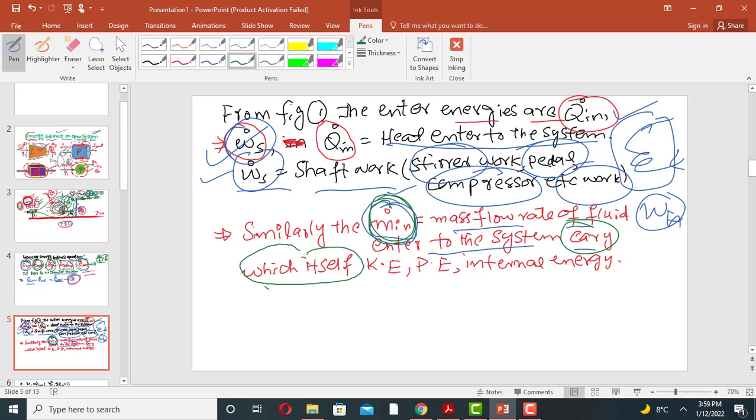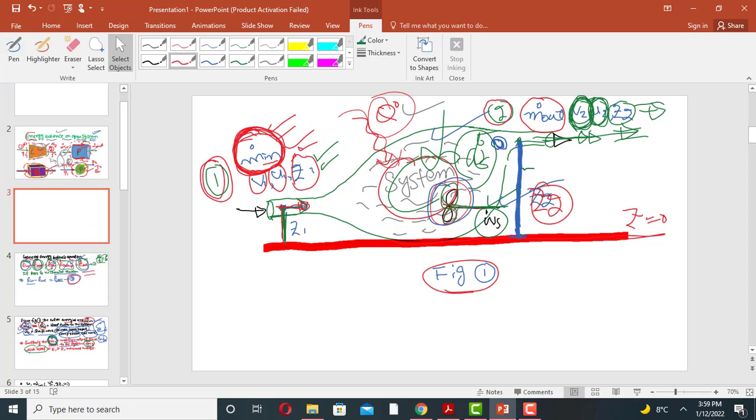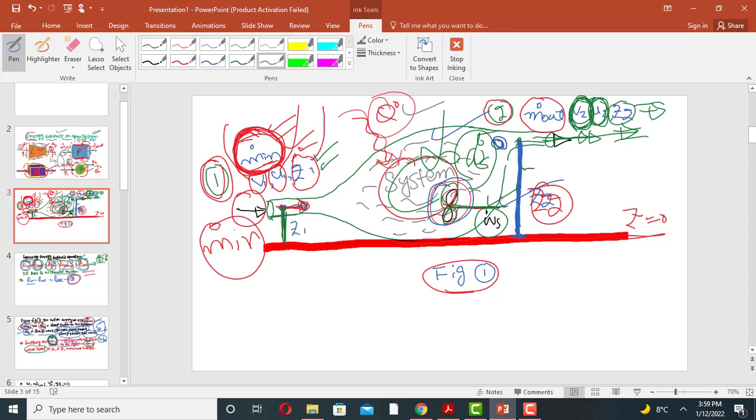And what are these energies? The mass of the fluid which enters the system carries with itself some energy: kinetic energy, internal energy, and potential energy. Similarly, the mass of the fluid leaving the system at point number 2 will carry with itself the kinetic energy, the internal energy, and the potential energy.